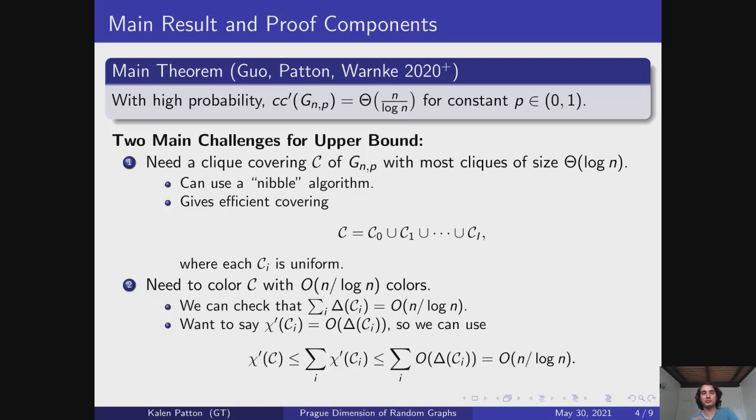So this is the general proof strategy, and going forward, I want to spend most of the time talking about this second part. I'm going to briefly go over the first part, the nibble algorithm, but then I want to spend most of the time talking about the second part, in particular this estimate here, that the chromatic index is on the order of the maximum degree, because that's where we're going to employ our main novel result, which is a new hypergraph coloring theorem.